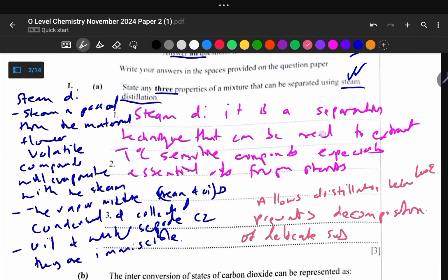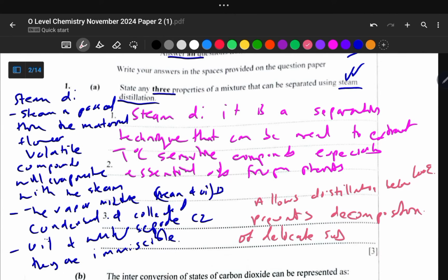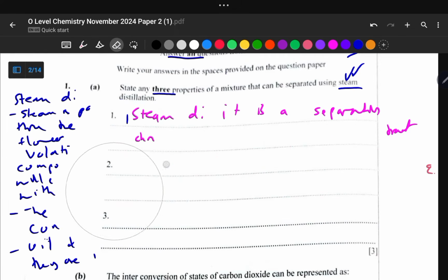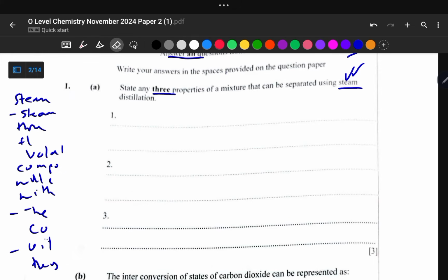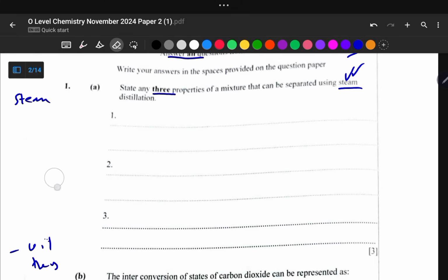So you need to know the general method of steam distillation, the advantages and the disadvantages, the significance, and the whole process of steam distillation. So here we don't stick to the given question as I've alluded to, but we try to explain anything that can be examined within that radius, right? So we are back to our question, which says 3 properties of a mixture to be separated using steam distillation.